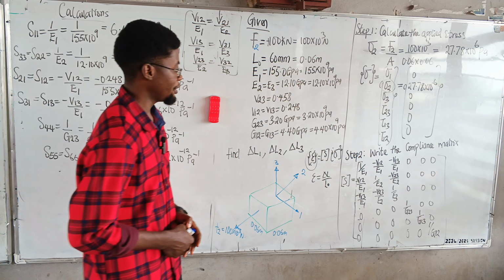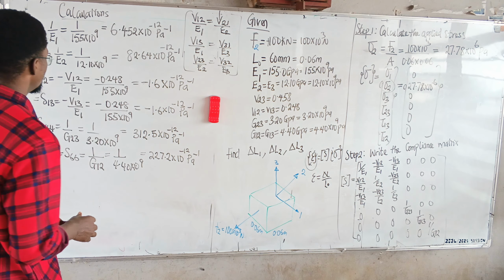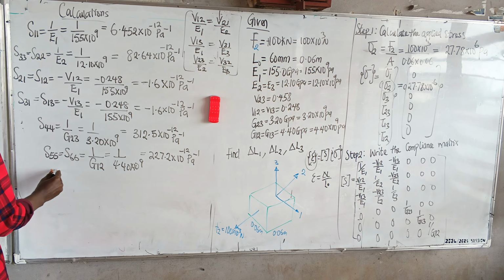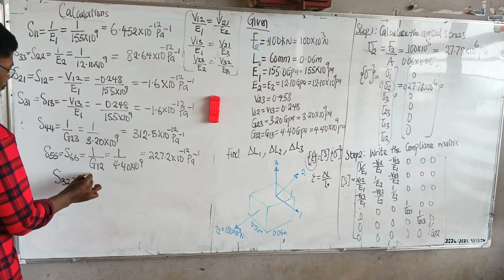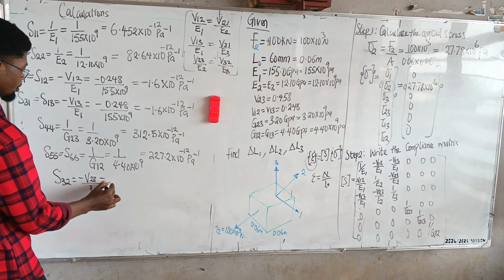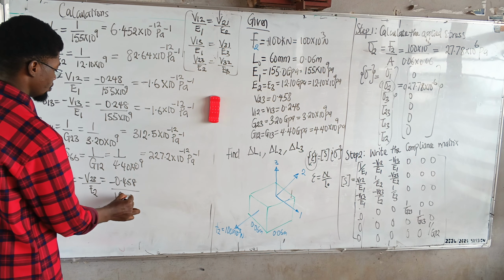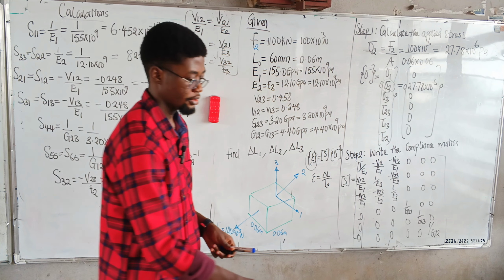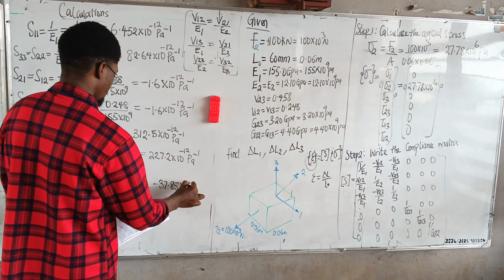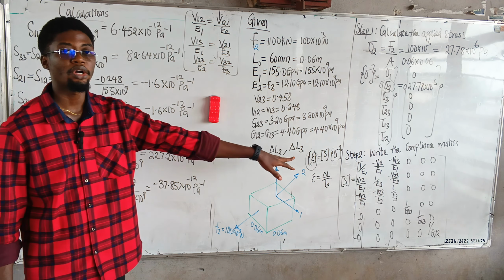And if you look closely, we omitted one, and that is V23 over E2. It's not done for V23 over E2. And V23 over E2 is S32. So S32, let's quickly do that, is minus V23 over E2. So V23 is 0.458 divided by E2, which is 12.10 times 10 raised to power 9. And when you do it, we are going to have minus 37.85 times 10 raised to power minus 12 Pascal inverse. Okay, so we have written all the elements of our compliance matrix.